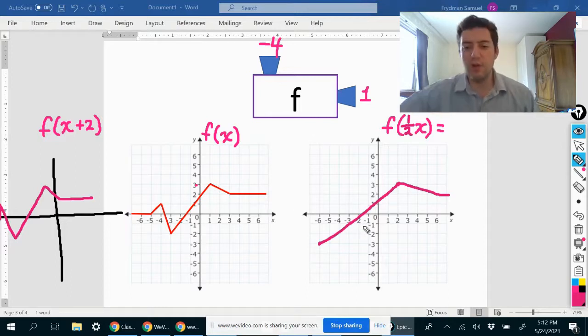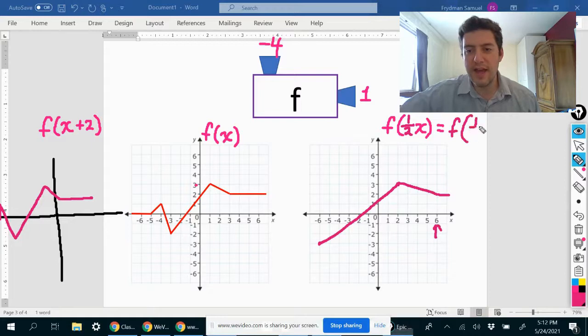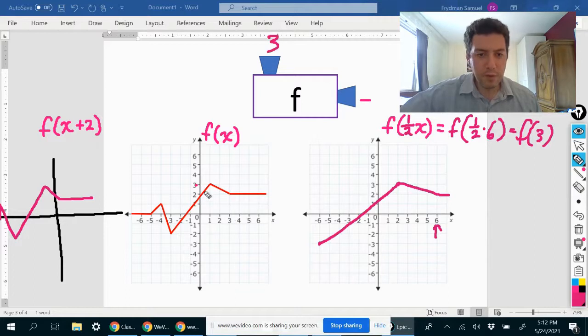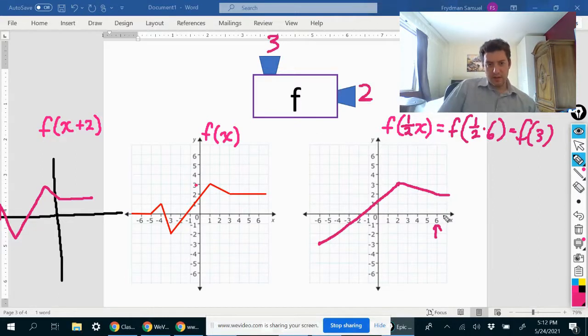But let's just make sure that all of this is actually correct. So if the x value is 6, then we would get a half times 6, which is 3. So we would be putting 3 into the function machine, and we would be getting 2 out. Okay, which is what we have over here. Okay, so I hope that I drew that correctly. I think I did. All right. So yeah, it would get stretched out in the horizontal direction.